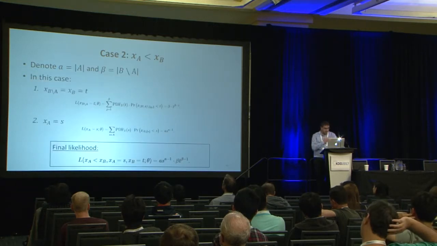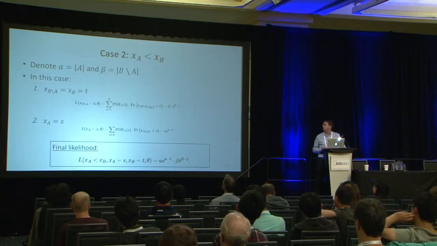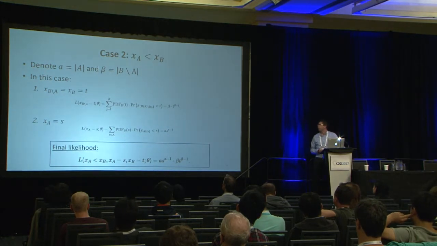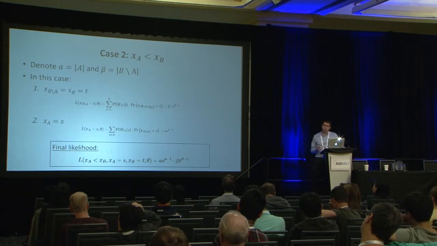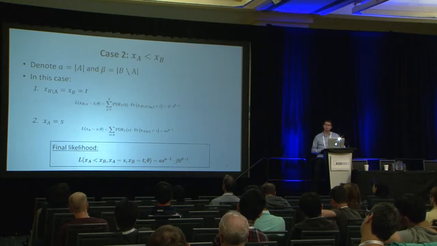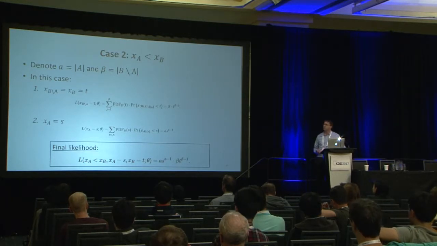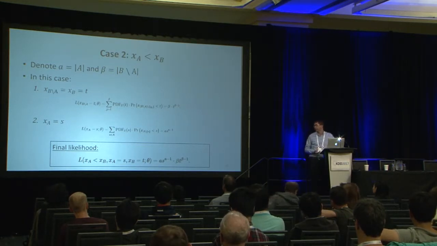The second case is when the maximal hash value in A is smaller than the maximum in B. Now we denote alpha as the cardinality of A and beta as the cardinality of the set difference of B and A. In this case, given that the maximal hash value in A is smaller than its companion in B, two conditions must hold. The first is that the maximal hash value in the set difference of B and A must be equal to the maximal hash value in B, which is T.